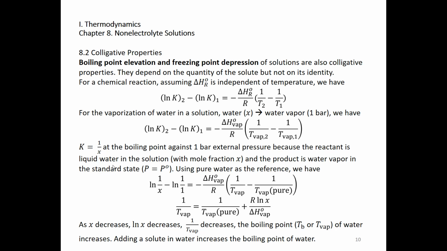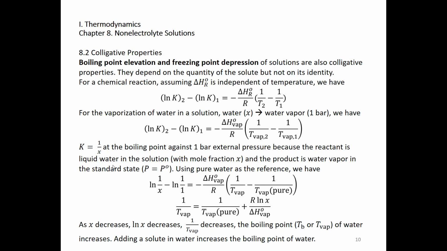One is boiling point elevation, the other is freezing point depression. So we have this experience: if you add antifreeze in water, you can lower the freezing point of water. You can also elevate its boiling point at the same time. Boiling point elevation and freezing point depression take place simultaneously. They depend on the quantity of solute, but not really on its identity. Therefore, they are colligative properties.